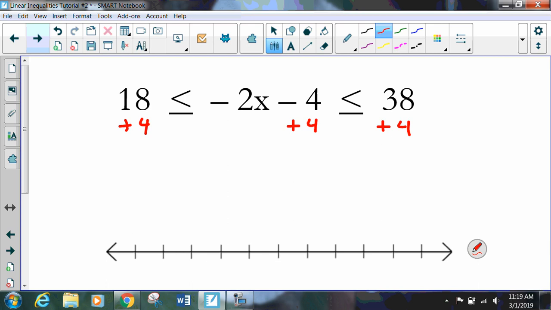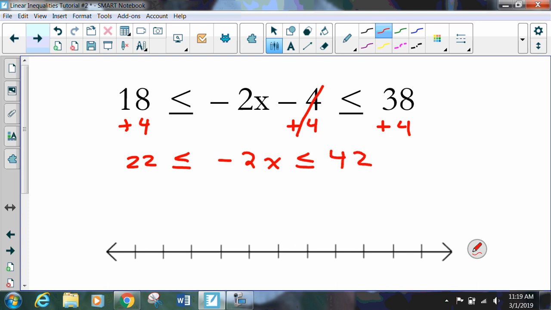We're used to doing the same thing to both sides, but when we have a compound inequality like this, where x is stuck in the middle, and it's another type of "and" compound inequality, we're going to do the same thing to the middle as we do to the left and the right. So here we go. 18 plus 4 is 22. The negative 4 and the 4 cancel out. 38 plus 4 is 42, right?